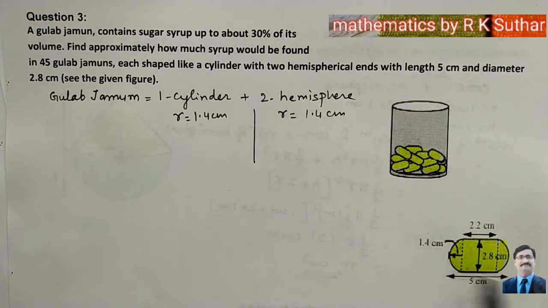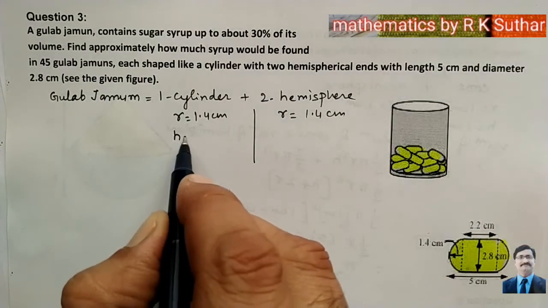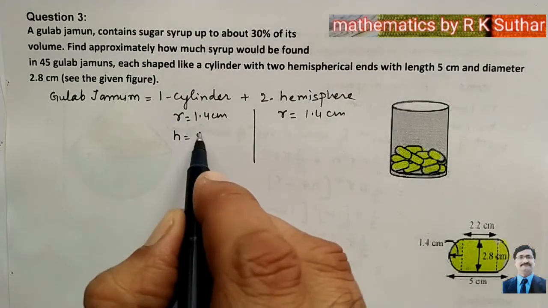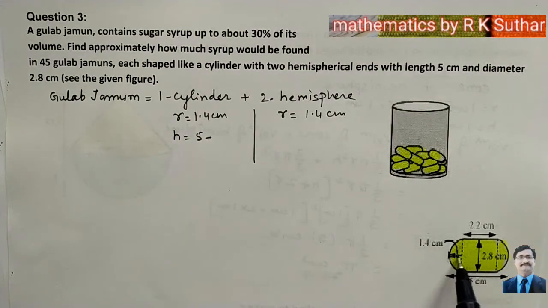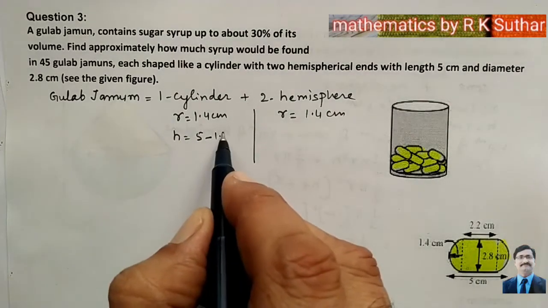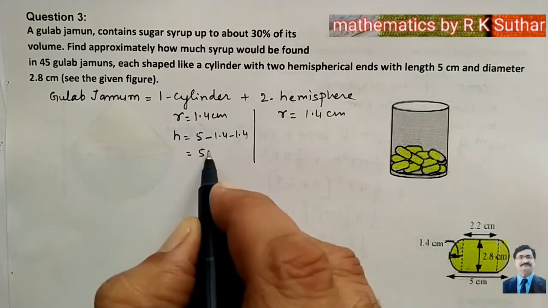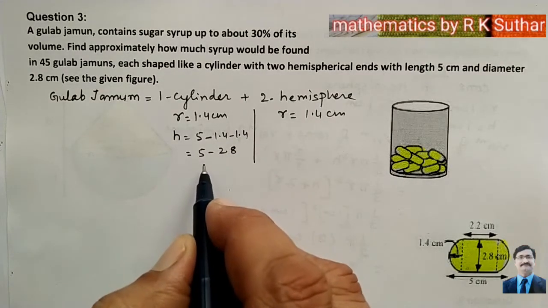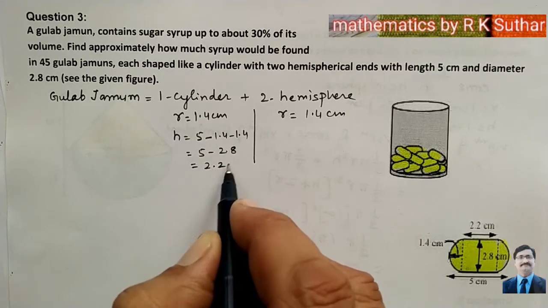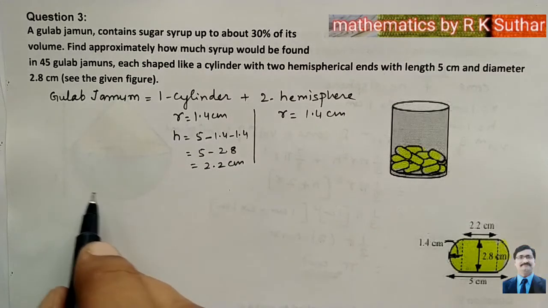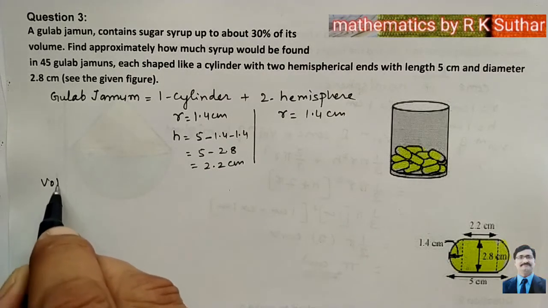Now look at the height. We have to find the height of the cylinder. The total is 5, and from this we will subtract 1.4 and 1.4. So 5 minus 2.8, and this is equal to 2.2 centimeter we get. Now we have to find the volume of the gulab jamun.